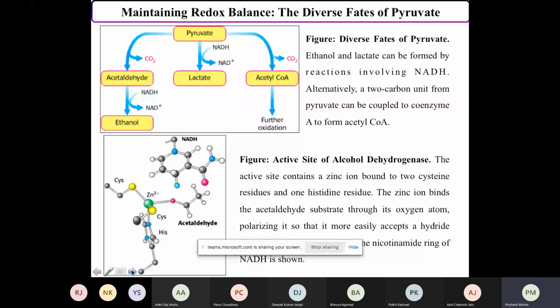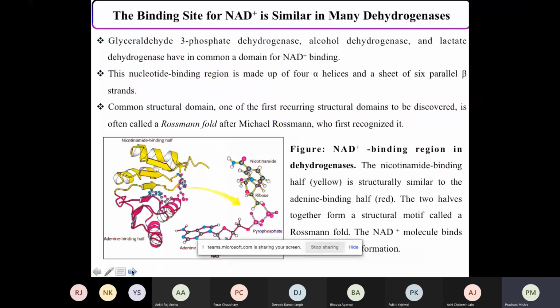Now let us move further. Most of these dehydrogenases, what you have learned, are glyceraldehyde 3-phosphate dehydrogenase, which you have seen in glycolysis, alcohol dehydrogenase, which you have seen in alcoholic fermentation, and lactate dehydrogenase, which is involved in lactic acid fermentation. All of them require NAD plus binding. So what you have seen is that the nucleotide binding region is made up of 4 alpha helices, which allow the binding, and 6 parallel beta strands.